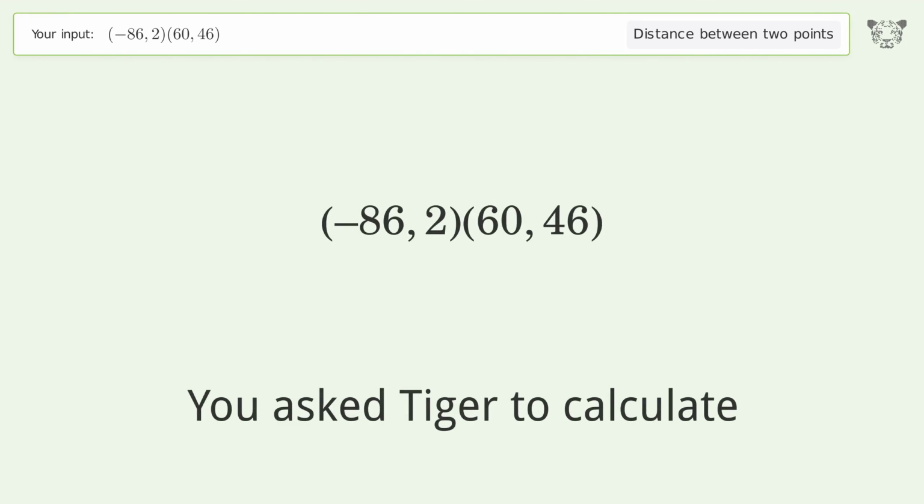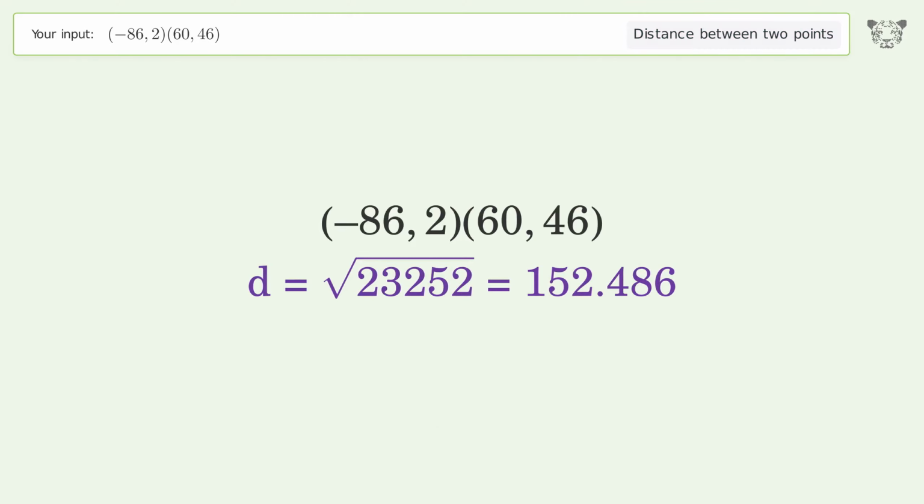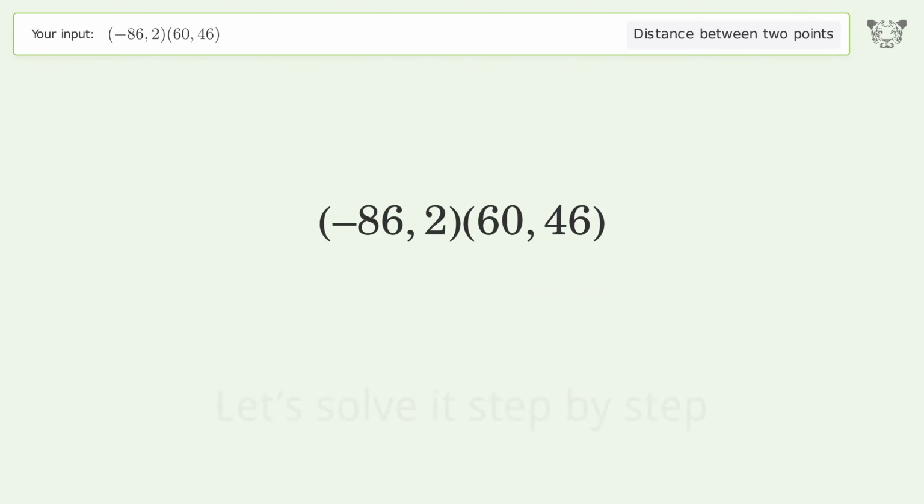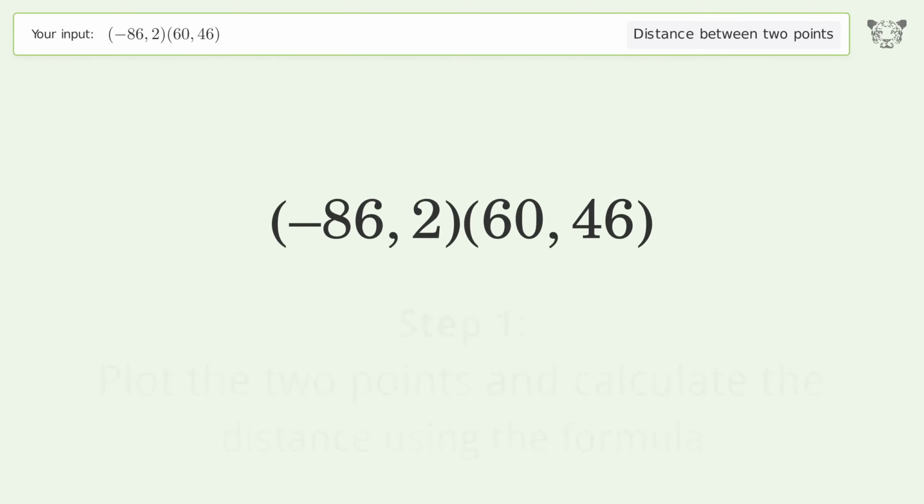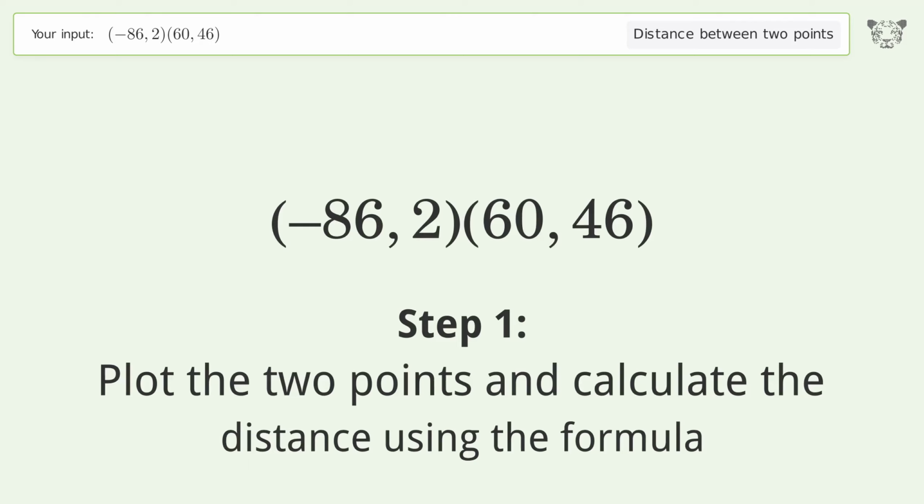You ask Tiger to calculate. This deals with the distance between 2 points. The distance between the 2 points is the square root of 23,252 or 152.486. Let's solve it step by step.